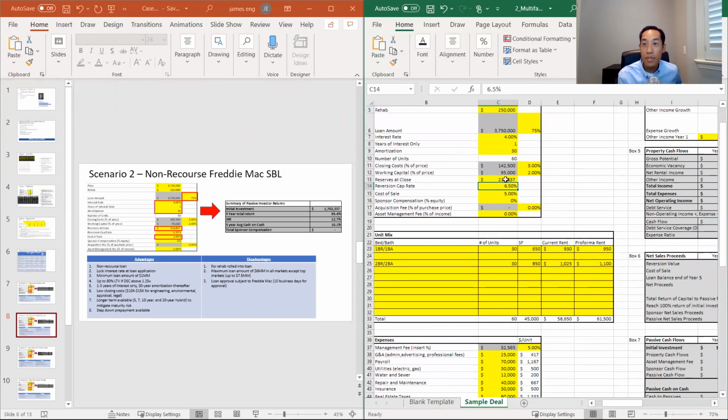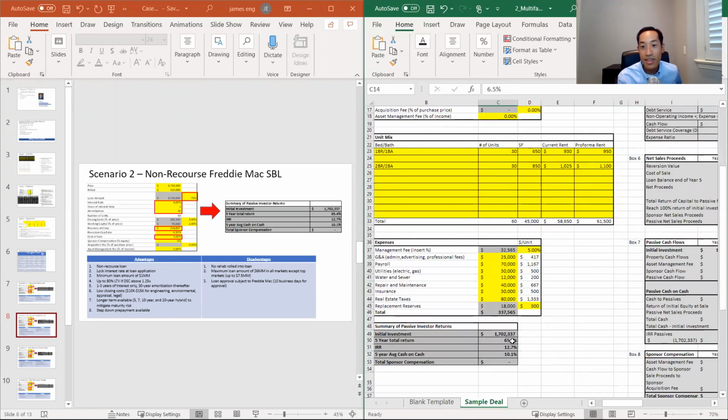So that's what you're going to put up at close. They're essentially going to hold that for anywhere from 9 to 12 months and then release that once you hit a 1.25 debt service coverage. So you can see your return drops to about 65%, and you have 1.7 as your initial investment.